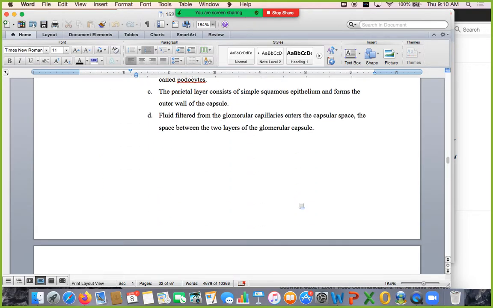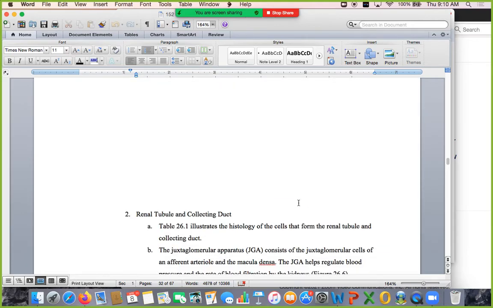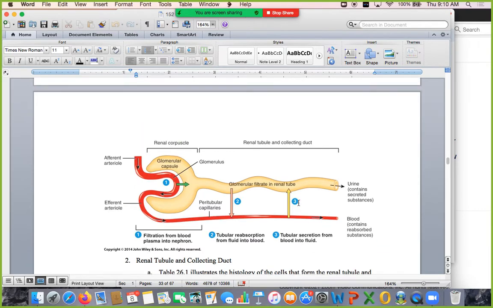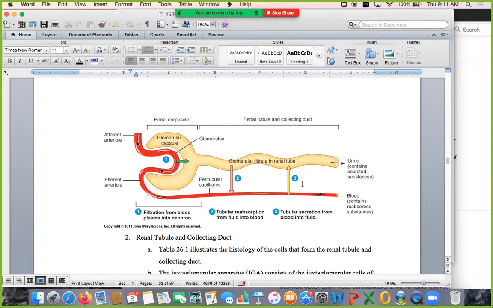All right, so fluid is going to get filtered into the capsular space, and then it's going to end up coming out in the form of glomerular filtrate in the renal tubule. And during this time, we're going to have resorption from fluid into the blood and also secretion from the blood into the fluid. So we're going to have back and forth between the blood supply and the urine. That's why we have all of these capillaries around this region. All right, and eventually, the blood's going to contain everything that we want to resorb, and the urine's going to contain everything that we want to secrete.